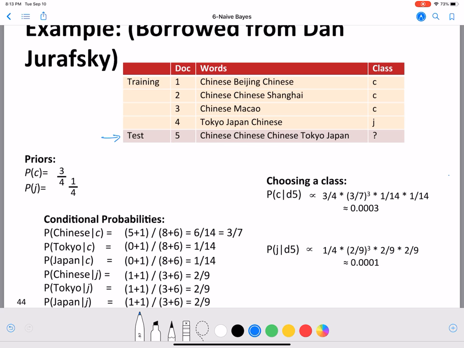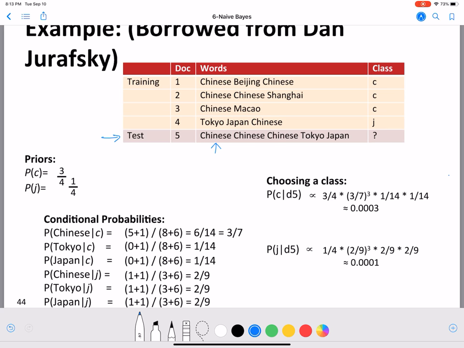And next, the first word is Chinese. So we are going to calculate P of Chinese given C. We know the feature value is Chinese. We have Chinese given C, and we also have to calculate P of Chinese given J, right? So for each class value, we have to calculate that.